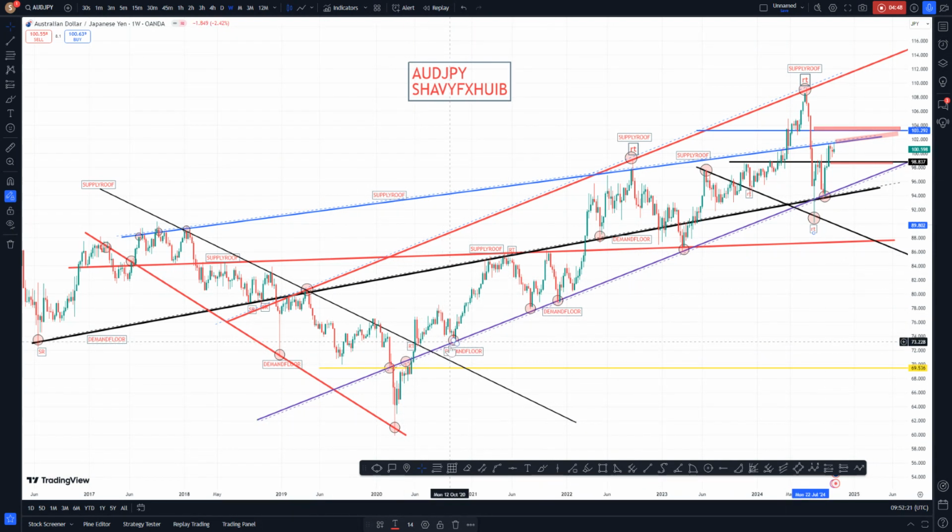Look at it. After the break of structure here, price returned on the demand floor: buy. On demand floor buy, on demand floor buy, on demand floor buy, on demand floor again after piercing. We bought and price is making its way up.